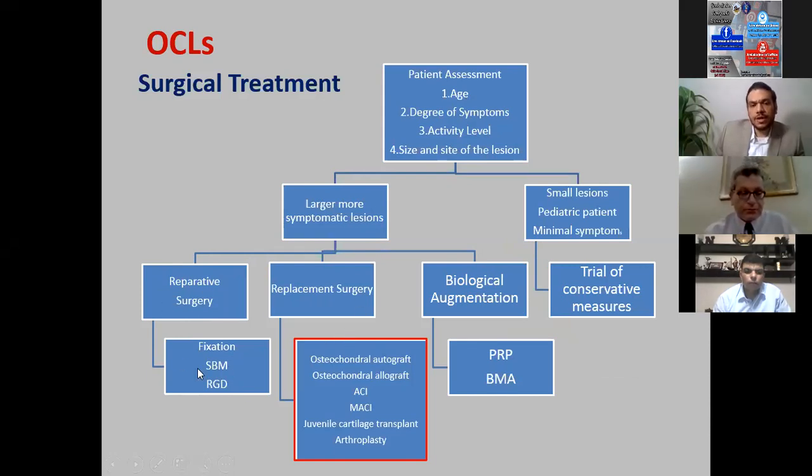If the patient fails one of these maneuvers, or if the lesion is larger than 15 millimeters in the greatest dimension, or 150 millimeters square area, we can resort to OATS, osteochondral allograft, ACI, MACI, juvenile pediatric transplant, or arthroplasty, as was mentioned before. The biological augmentation was also discussed extensively through the PRP or bone marrow aspect.